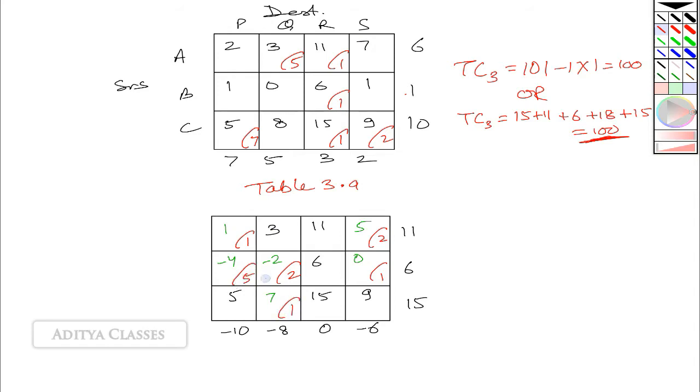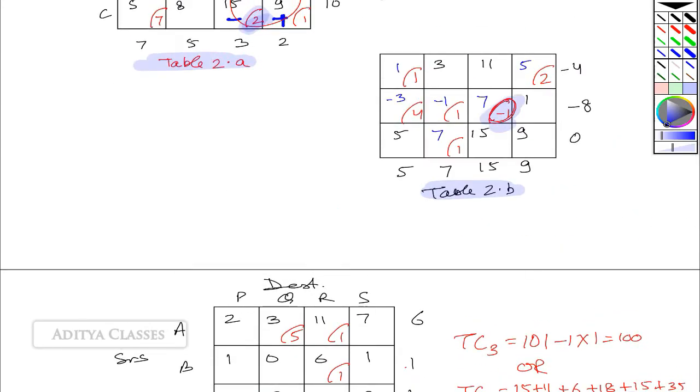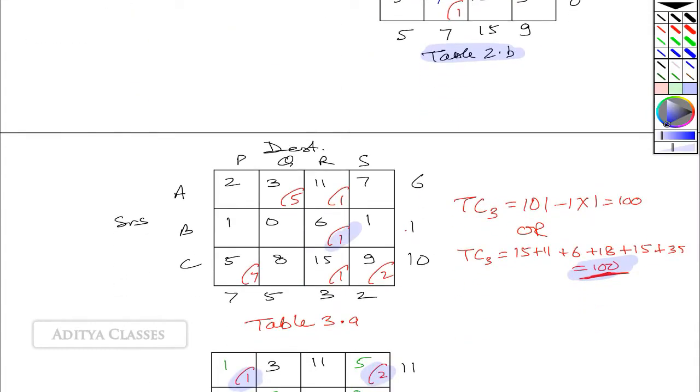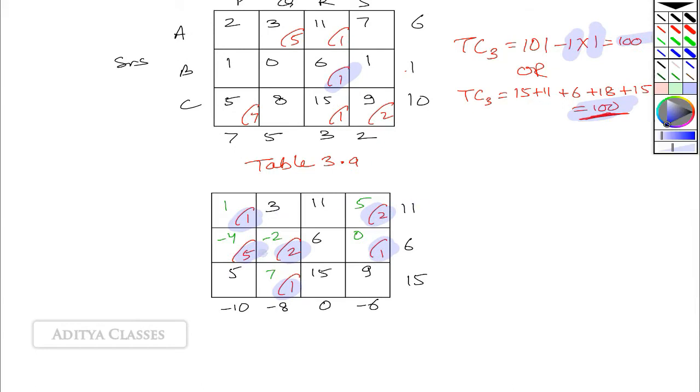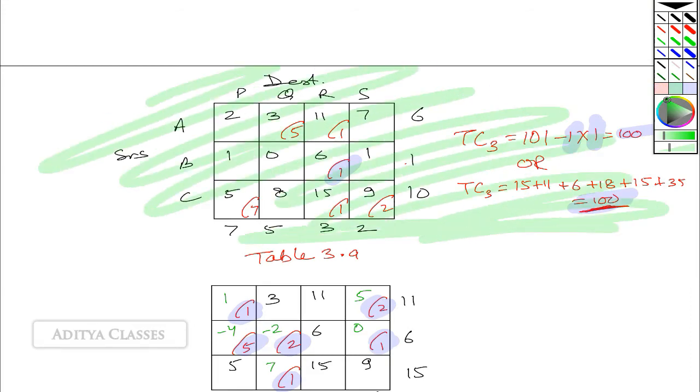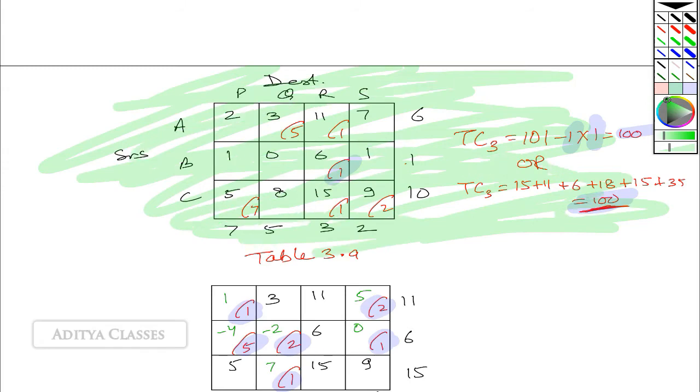So now all the cells are giving me positive potentials. Positive potentials means they will add to the cost of 100. When there was a negative potential, it was actually bringing cost down. From 101, it saved 1 rupee for 1 unit, bringing the cost down to 100. But this time, because everything is positive, this is my optimum solution. This is the best solution. This is my optimum solution.